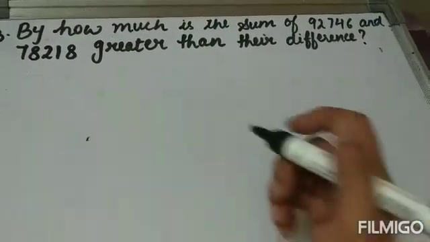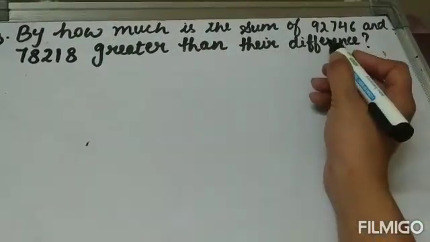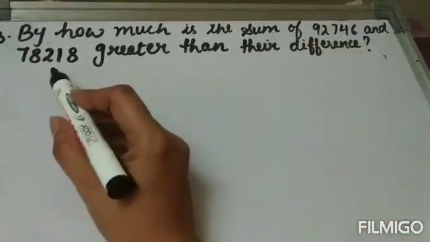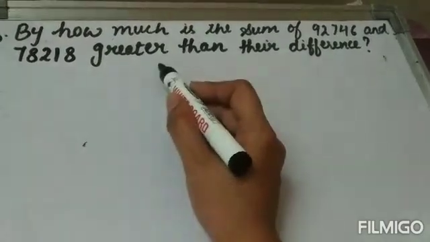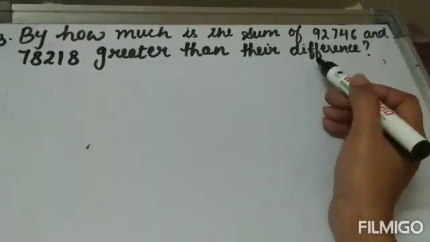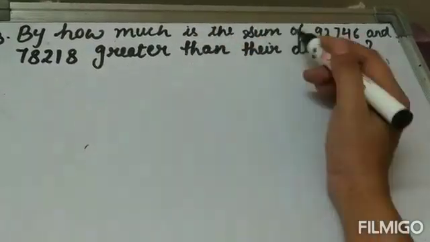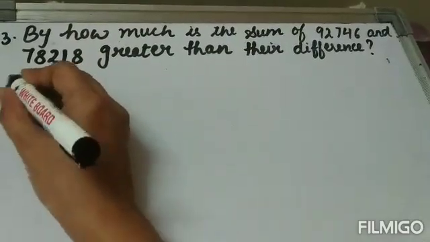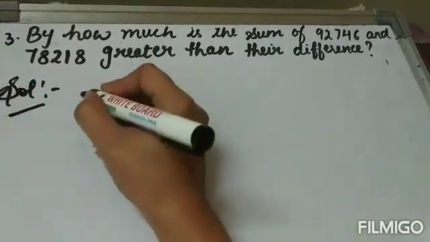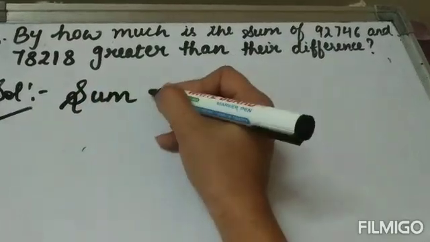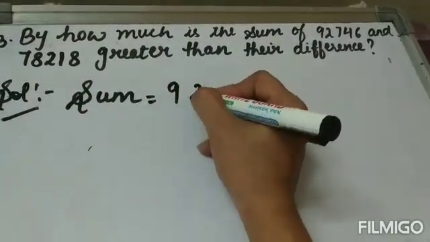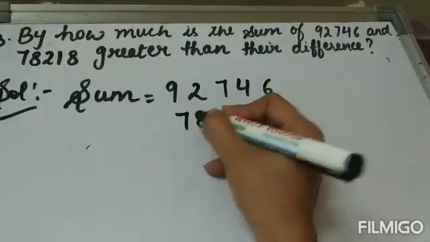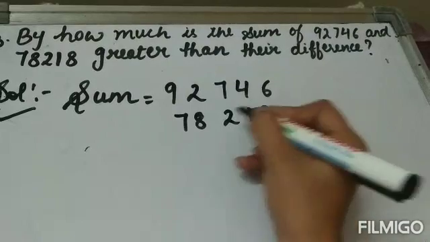Third question is, by how much is the sum of 92,746 and 78,218 greater than their difference? First of all, we will find the sum of these two numbers. Okay, so sum is 92,746 and 78,218. Add these two.